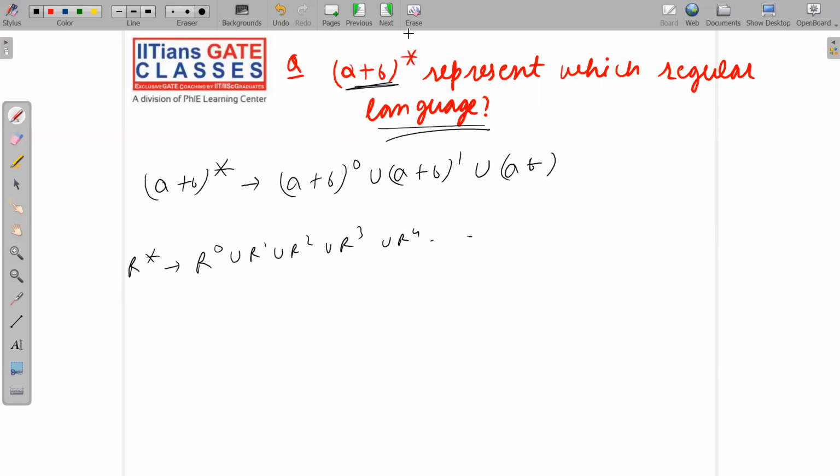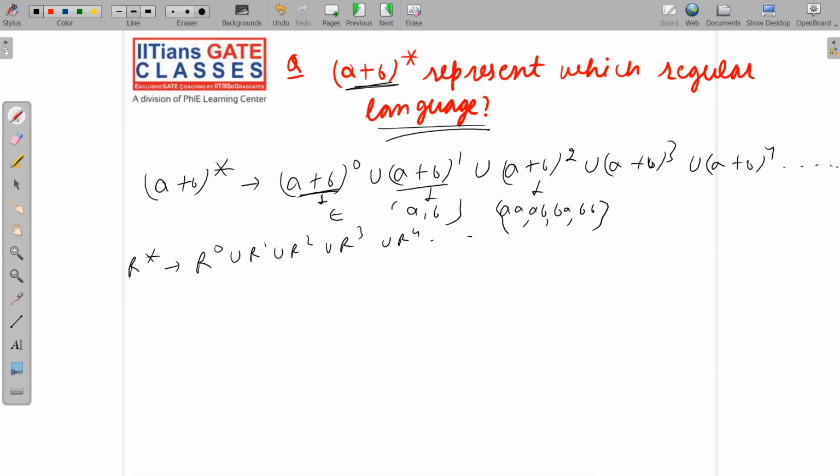Let me write it properly for you: (a+b) power 2 union (a+b) power 3 union (a+b) power 4, and so on. Now what is this regular expression representing? Length 0 strings, that is nothing but null. Length 1 strings, all possible strings over a and b whose length is 1, so it is representing a, b. This is representing all possible strings over a and b whose length is exactly 2: aa, ab, ba, bb.